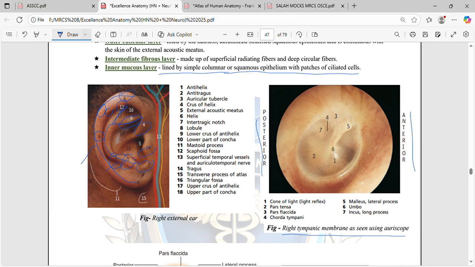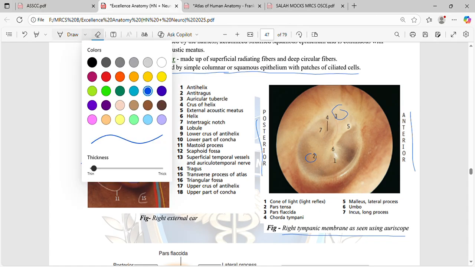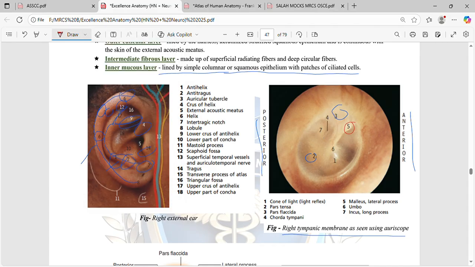Then you have the pars tensa, number 2, and the pars flaccida, number 3. Then number 4 is the chorda tympani, a small nerve of the middle ear cavity. You can see the shadow of the chorda tympani. Number 5 is the malleus bone, number 6 is the umbo, and number 7 is the incus long process.